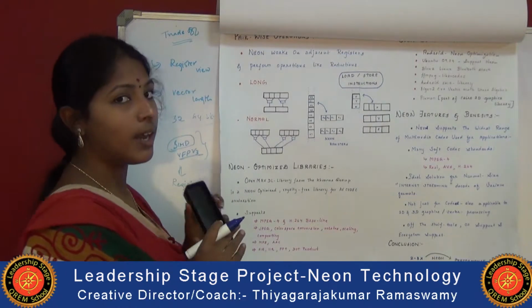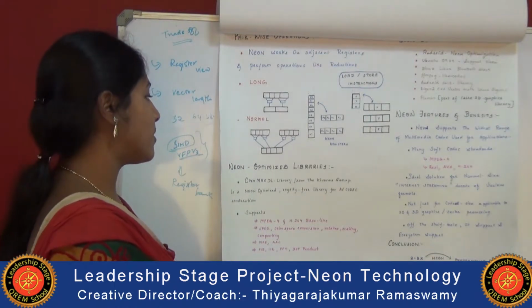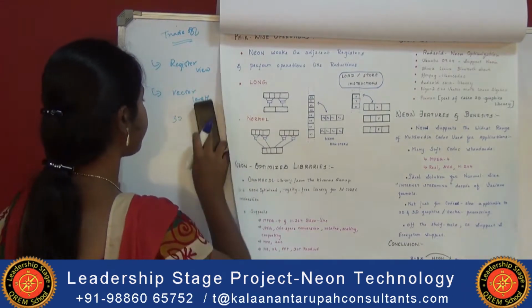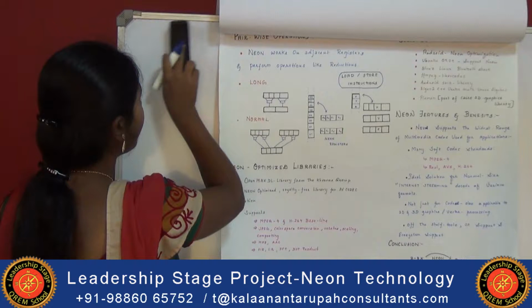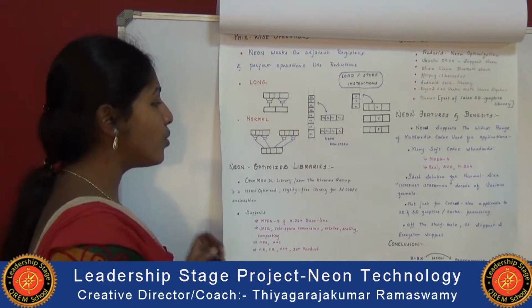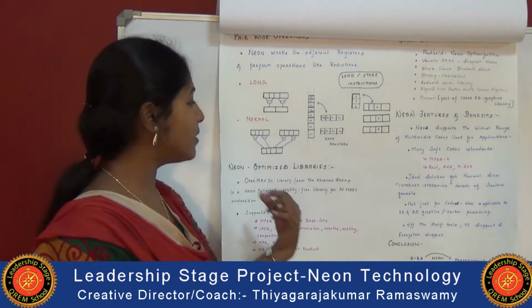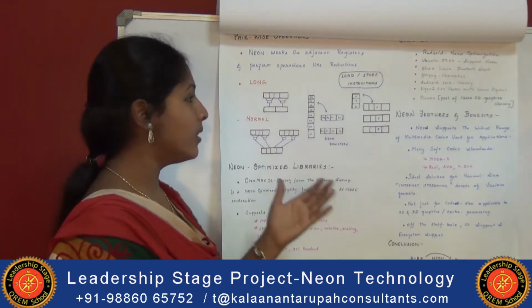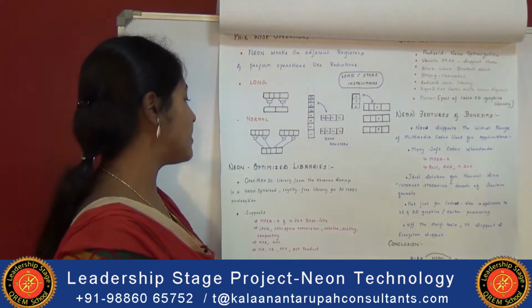This is about the NEON coprocessor register. Then we go for NEON optimized libraries. The easiest way to use this NEON technology in our system is just to use a library which is optimized particularly for NEON. That is the case of a NEON optimized library.